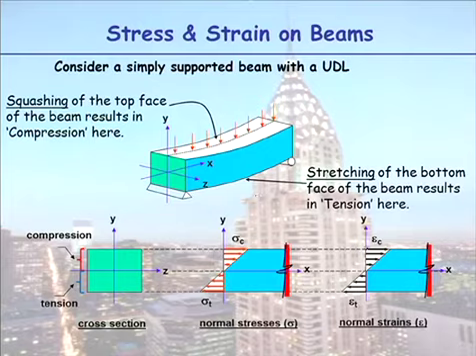So we can imagine our strains here. When something bends, we get stretching in the bottom, we get strains, tension and compression strains in the bottom. So we get corresponding tension and compression stresses in the bottom.